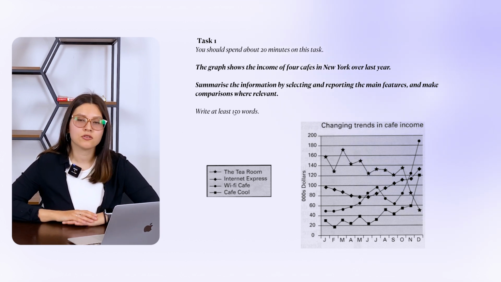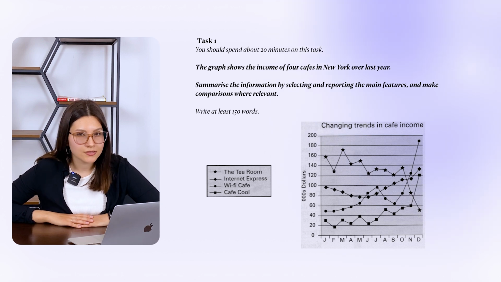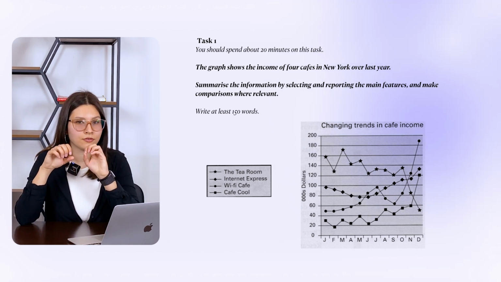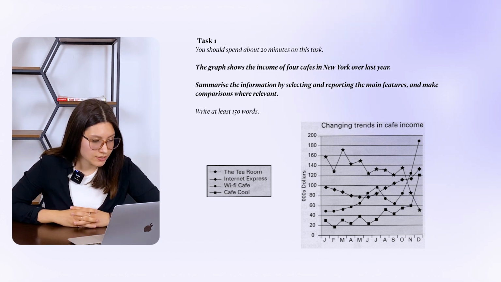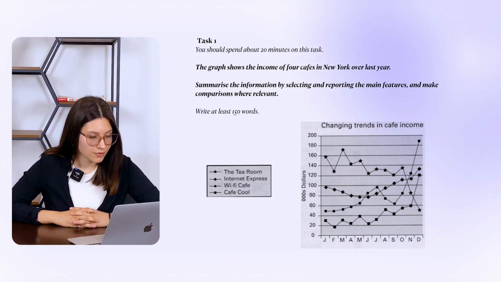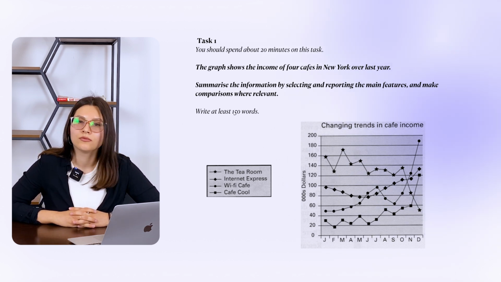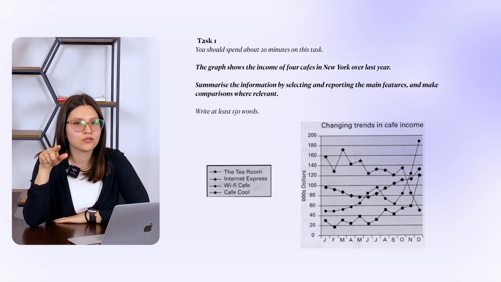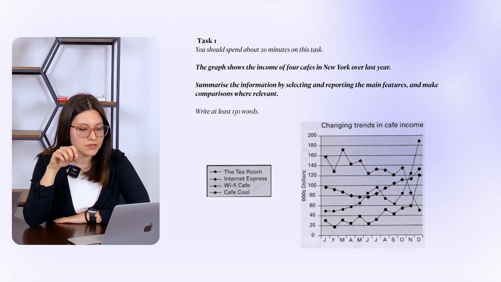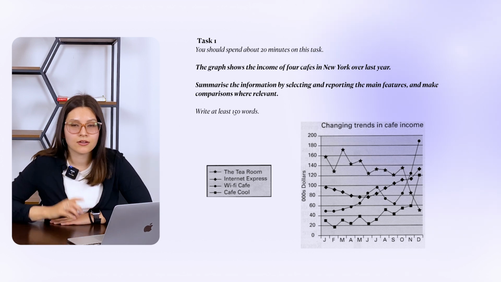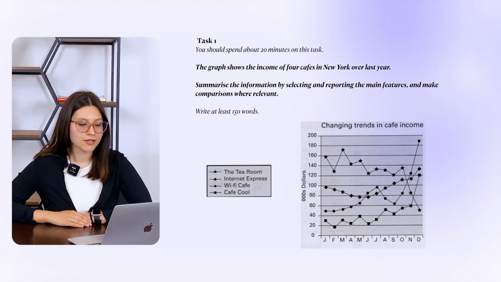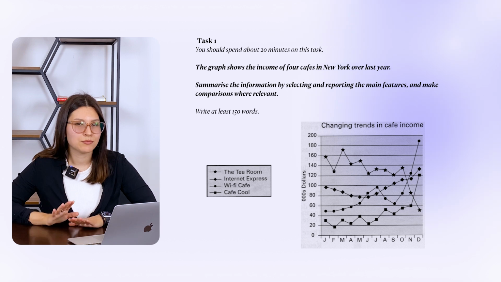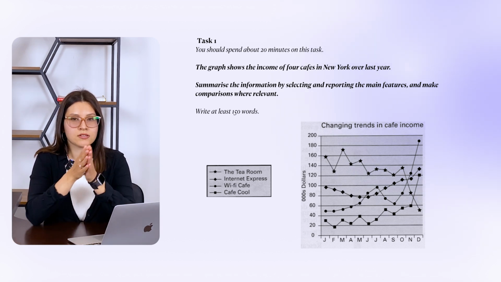And we're going to also notice that some of them have certain trends and they can be grouped together. For example, there is an upward trend among 3 cafes, which are the Internet Express, Wi-Fi Cafe, and Cafe Cool. Even though there is clear fluctuation in it, you can eventually see that 3 of these cafes are going upwards at the end of the graph, compared to the first one, the tea room, which illustrates the downward trend.